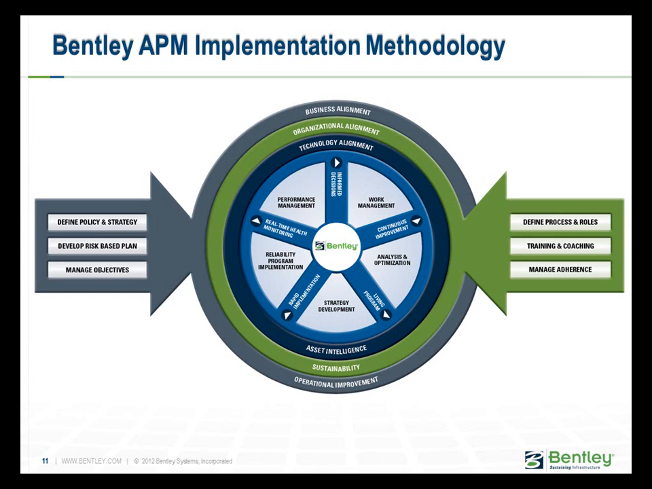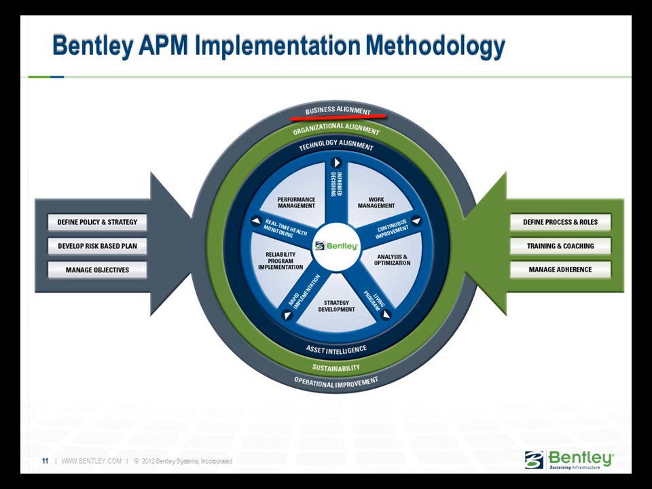Bentley's APM methodology provides a framework for bringing this all together. An effective APM process develops and implements reliability programs for operational assets, including ongoing performance monitoring and continuous improvement. To sustain this process over time, it needs to be aligned with key business objectives and be supported by an organization that has clear accountability for the asset performance. The Bentley APM methodology is comprised of 4 key elements: business alignment, organizational alignment, technology alignment, and the APM cycle itself.